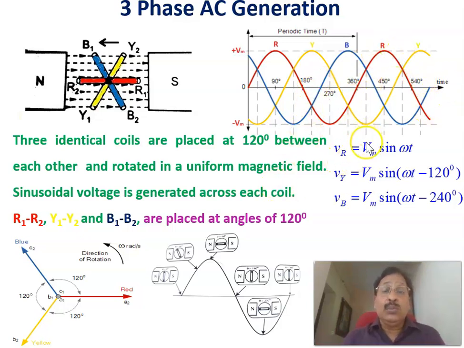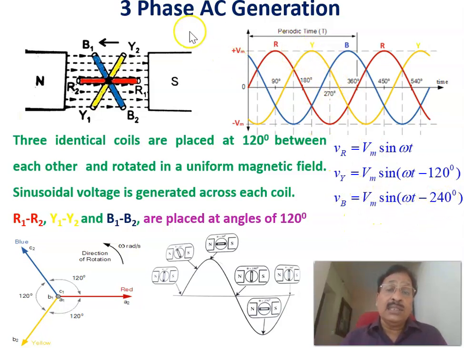And the corresponding equations are, for example, in the case of the red phase, VR equal to Vm sin omega t. For the second phase, Vy equal to Vm sin(omega t minus 120). It is lagging the voltage in the red phase by 120 degrees. And the third, blue phase, is equal to Vm sin(omega t minus 240).